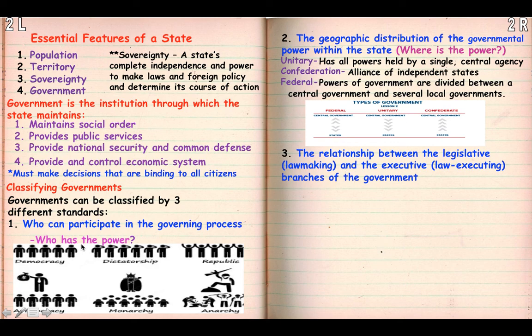So our first standard is who has the power. Our second standard is where is the power. And our third standard would be the relationship between the executive and legislative branches. So L branch plus E branch equals what?